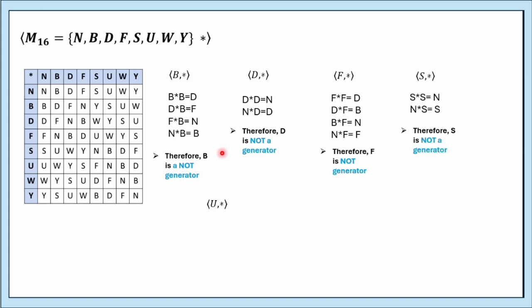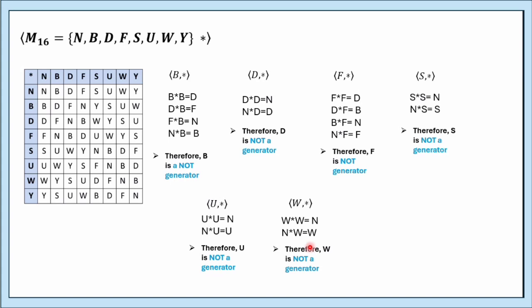For U, we have U star U is equal to N, and N star U is equal to U. Therefore, U is not a generator since it failed to generate all the elements. For W, we have W star W is N, and N star W is W. Therefore, W is not a generator. For Y, we have Y star Y is equal to N, and N star Y is equal to Y. Therefore, Y is not a generator.